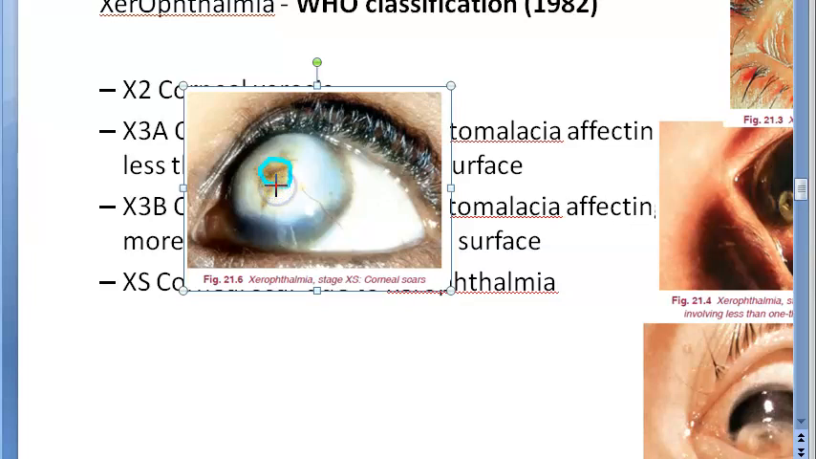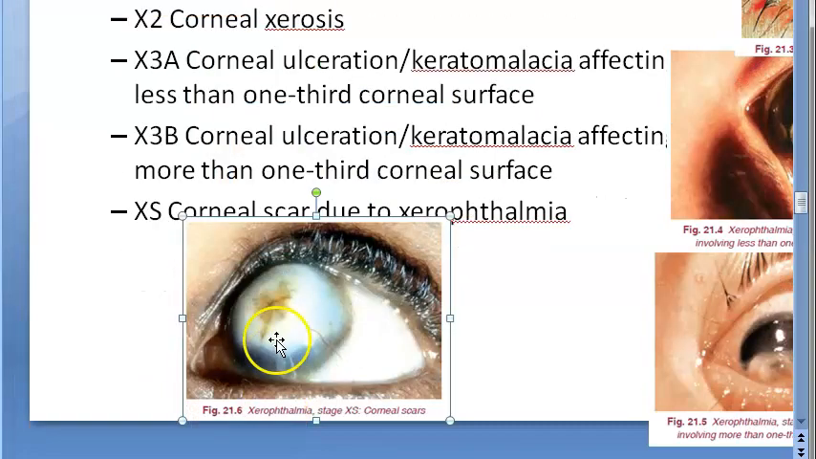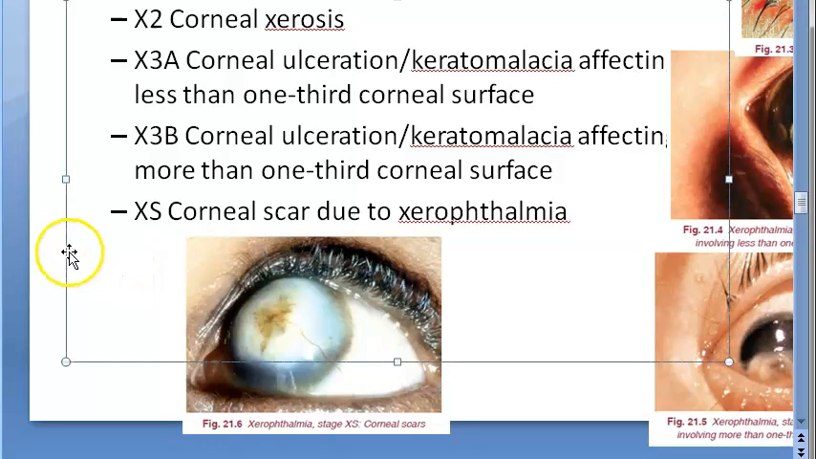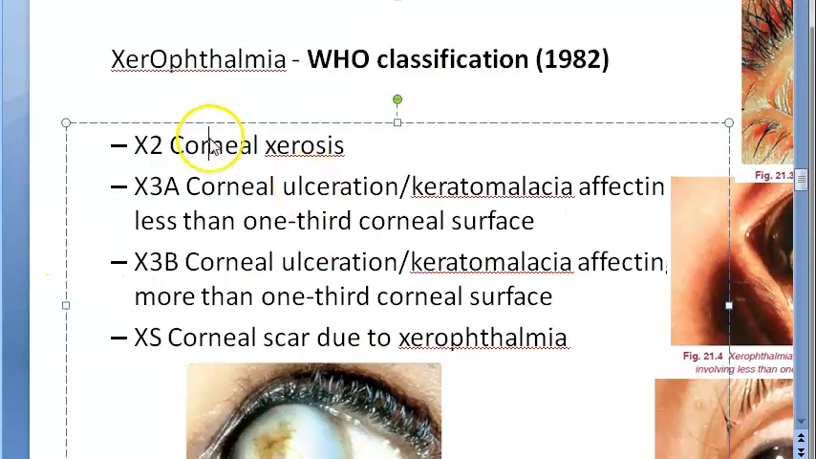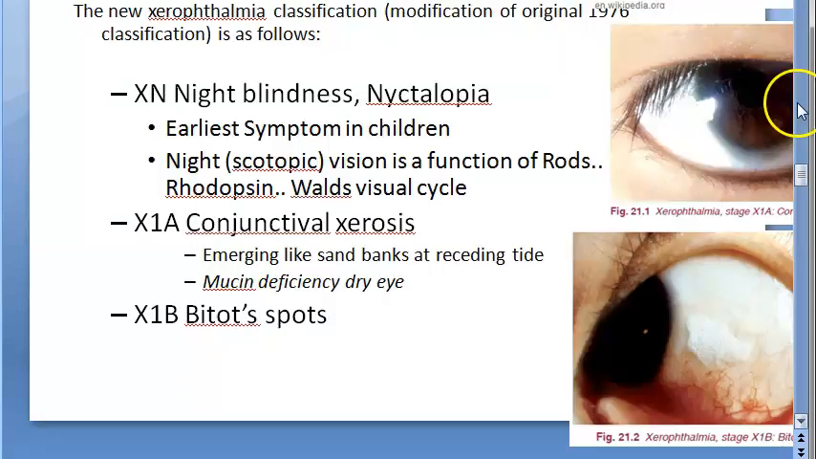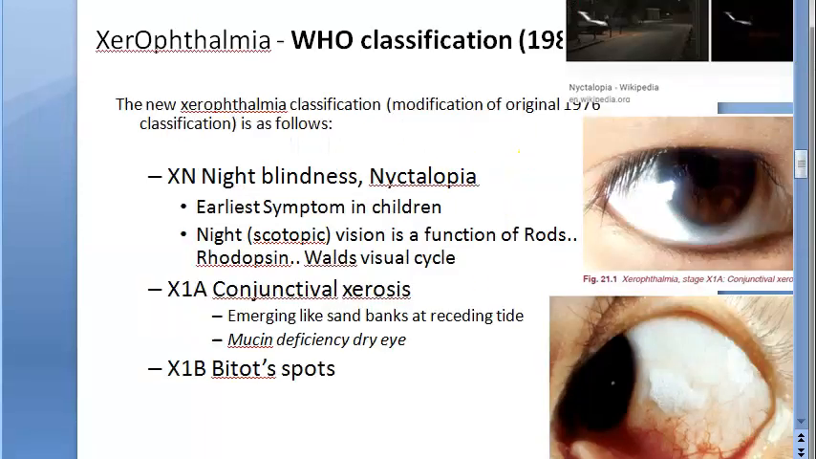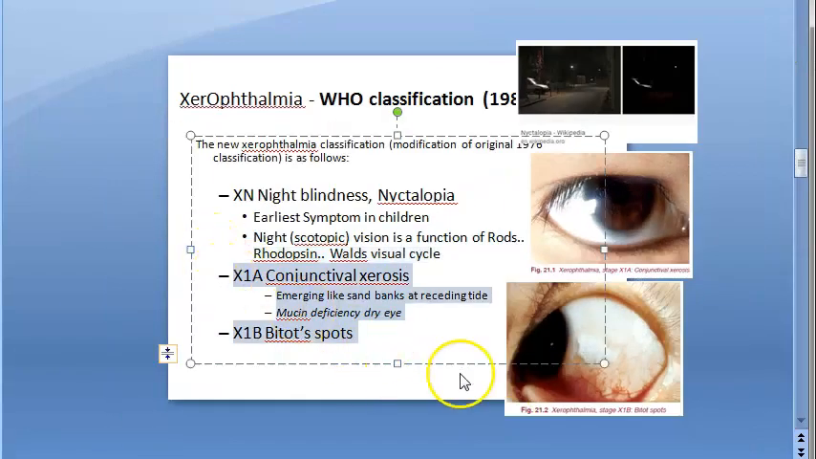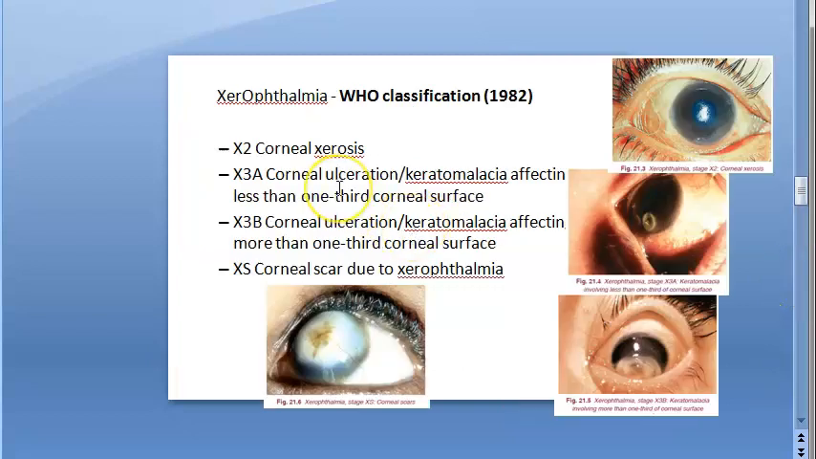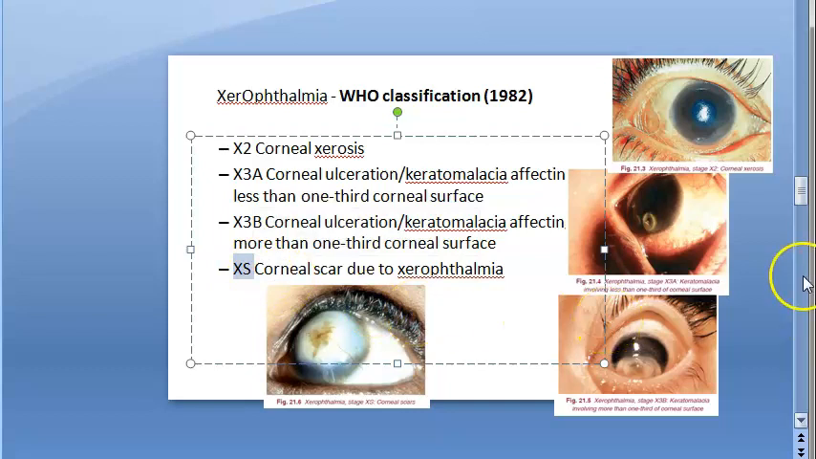So a detailed history is required to ascertain the cause of corneal opacity. If there is some corneal opacity, you will have to take a detailed history. So we are done with the cornea. What all are there in the cornea? 2 is corneal xerosis. 3A, 3B is corneal ulcer. Then XS is corneal scar. First we saw night blindness, conjunctival xerosis and Bitot spots, which are on the conjunctiva. X1A, X1B, then we have X2, X3A, X3B, and there is no X4 here, it is XS, corneal scar.